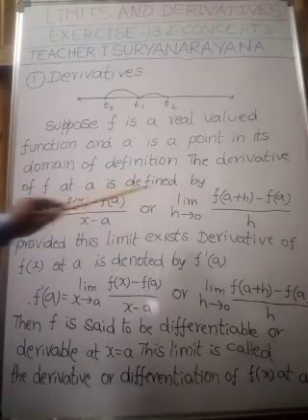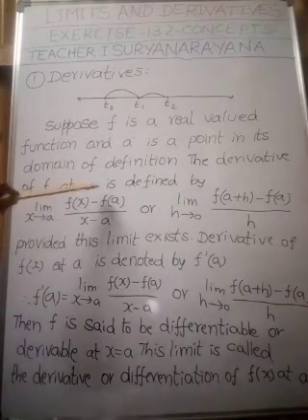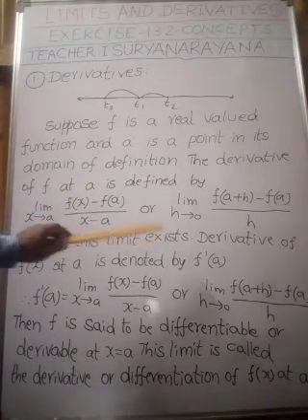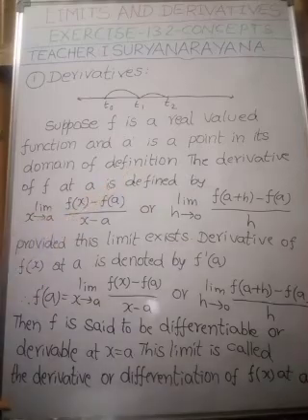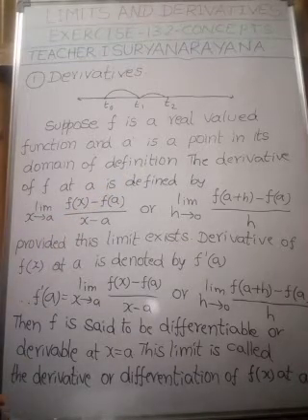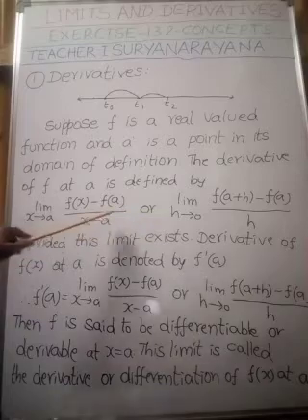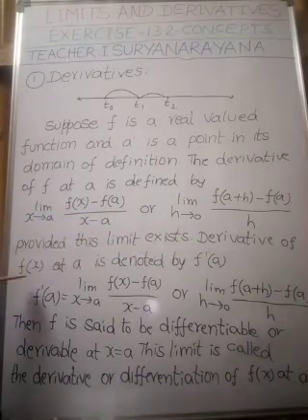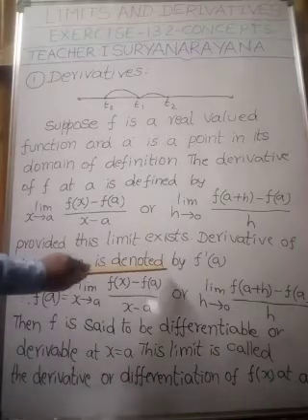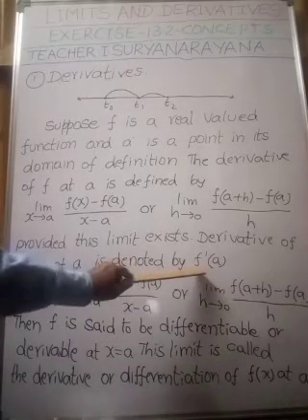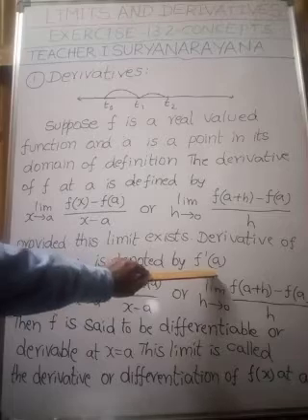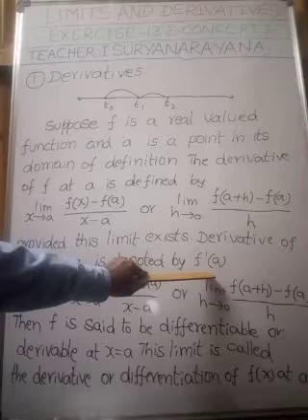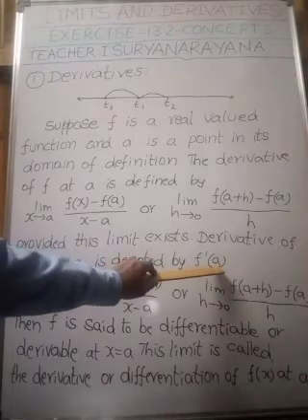These limits are said to be the derivative of f at a, provided this limit exists. Limit exists means these limits should be a finite real number. The derivative of f at a is denoted by f dash of a. This is read as f dash of a. F dash of a denotes the derivative of f at the point a.